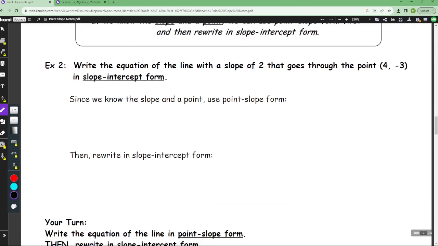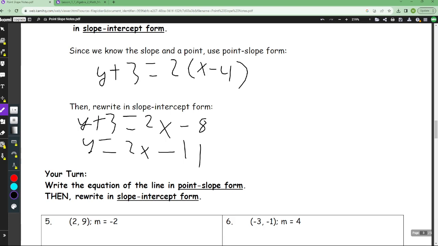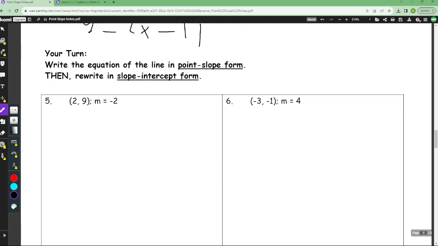So now we have a slope of 2 that goes through the point (4, -3) in slope-intercept. I'm sure you've got enough practice by now, y plus 3 equals 2 times the quantity of x minus 4. Now we're going to change this into slope-intercept. First we distribute the 2 into the x minus 4. So we have y plus 3 equals 2x minus 8. The goal for slope-intercept is to isolate the y, so we subtract 3 from both sides, and we get y equals 2x minus 11. Go ahead and try that.